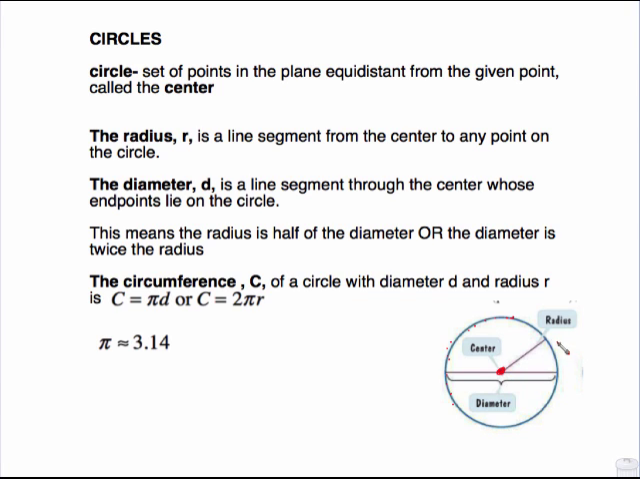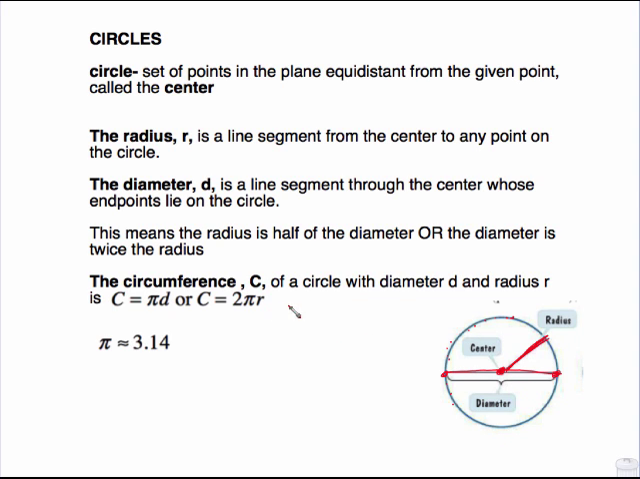It is a line segment from the center to any point on the circle. The diameter is a line segment through the center whose endpoints lie on the circle. So the diameter goes from endpoint to endpoint, passing through the center. The radius is only one little spoke, like a bicycle spoke, on that circle. This means that the radius is half of the diameter, or you could think about the diameter as twice the radius, whatever works depending on the problem.